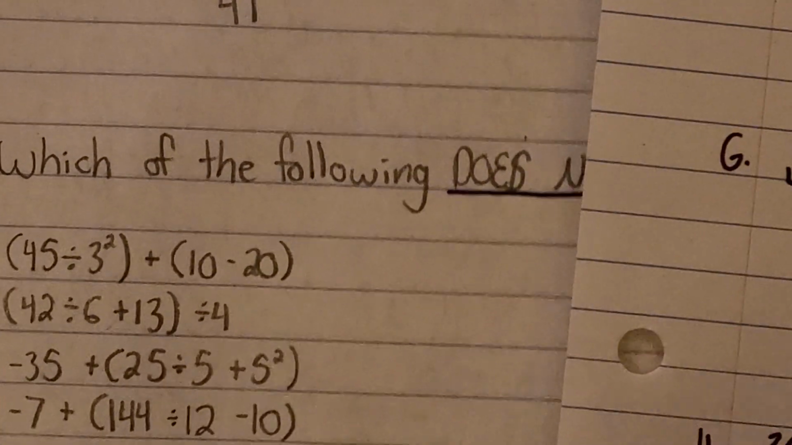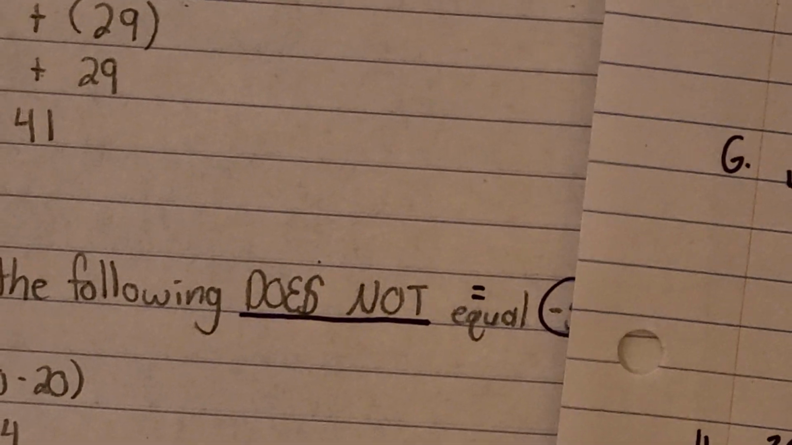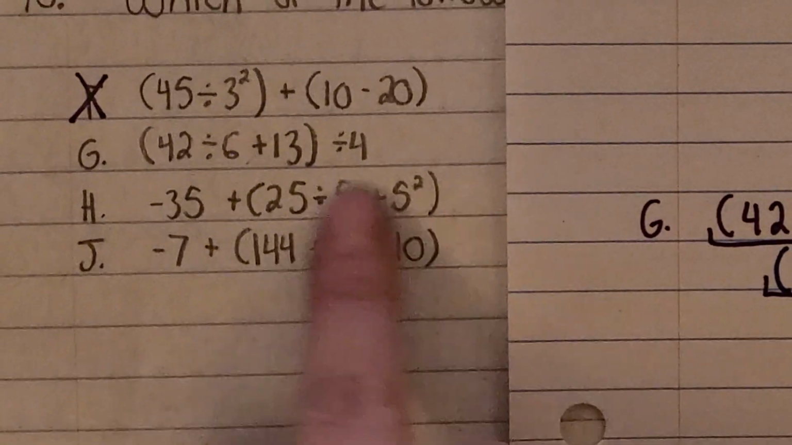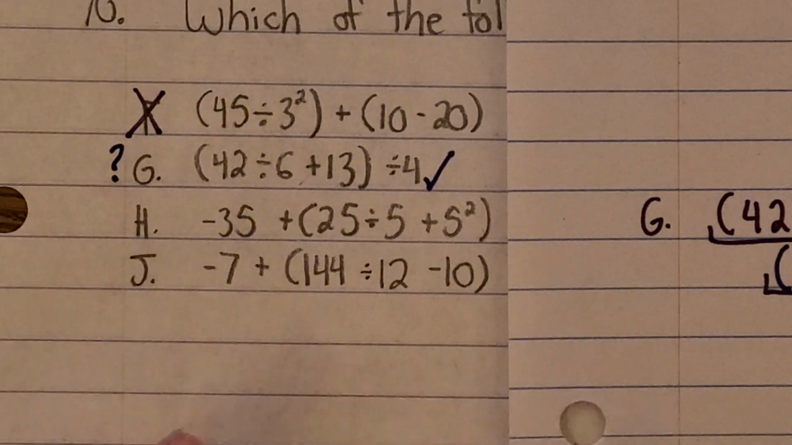Okay, our question said, which of the following does not equal negative 5? Well, this doesn't, it's positive. So for G, I'm going to come over and I'm going to put a question mark. I think it might, okay? But I'm going to check the others just in case.